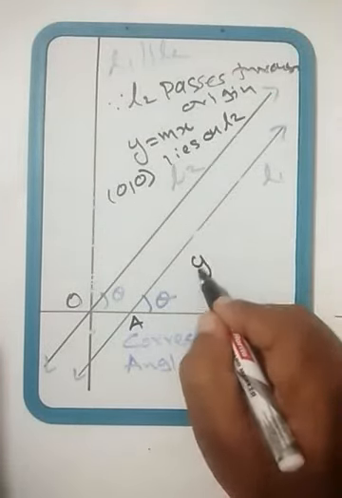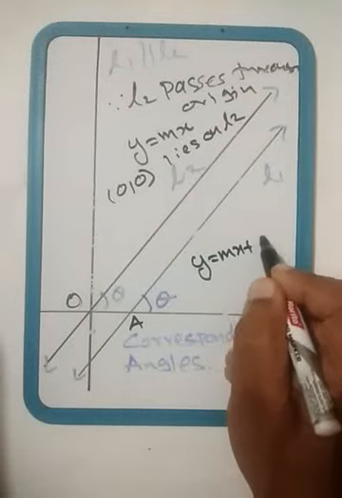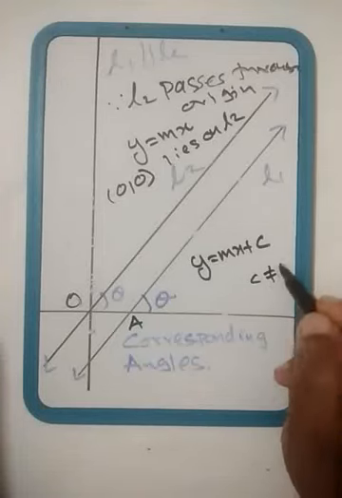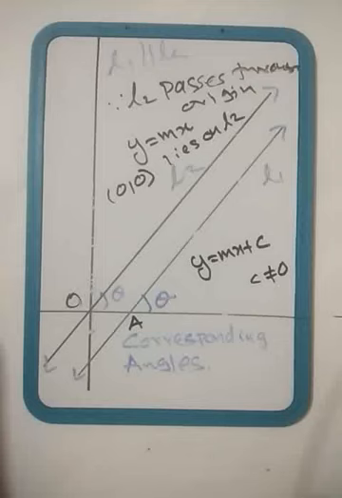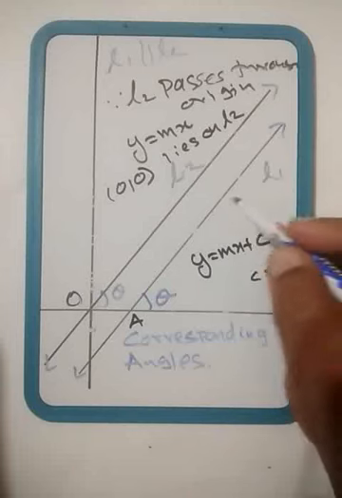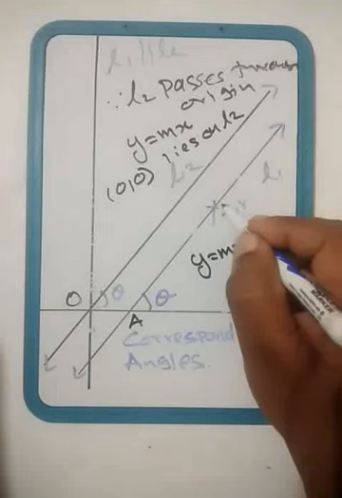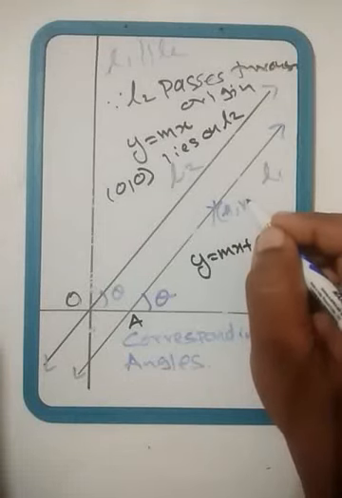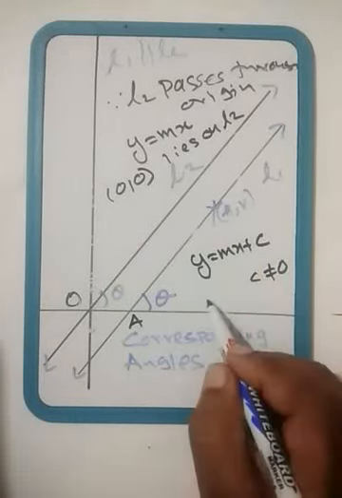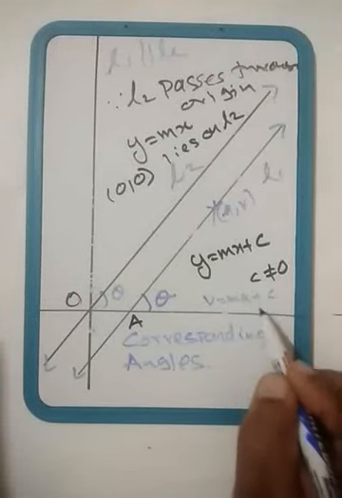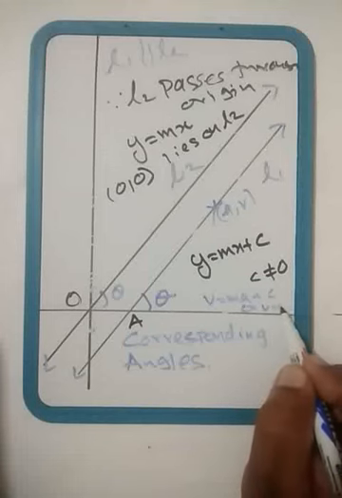The equation of L1 must look like y equal to mx plus c. There would be some constant because the line does not pass through the origin, so c is not equal to 0. How to find out c? Take any point on this line, maybe say (u, v). Then v is equal to mu plus c, so c is equal to v minus mu.